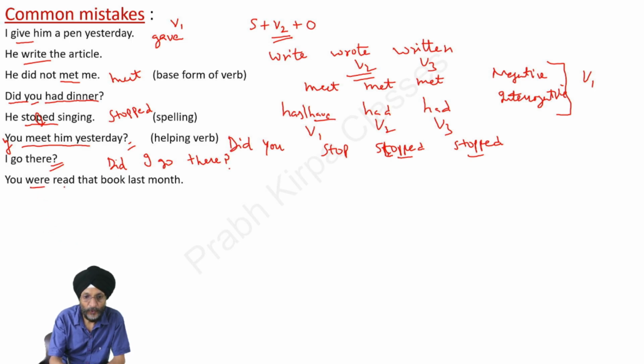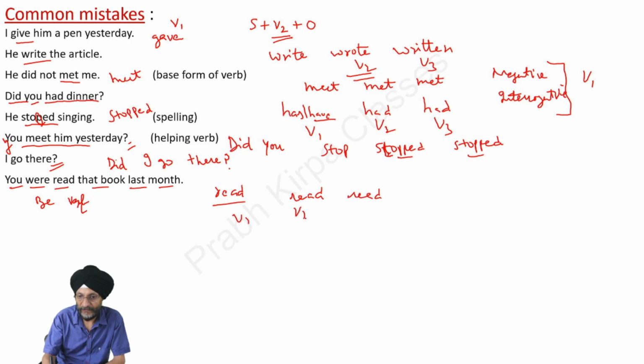Next, you were read that book last month. Here you will see that were is also a be verb and read is also a verb. So we are to use only one verb in a sentence. Here we will use you read that book. Though we are pronouncing it as read, the pronunciation is different, but actually in writing the verb remains the same. So we will remove it. You read that book last month.